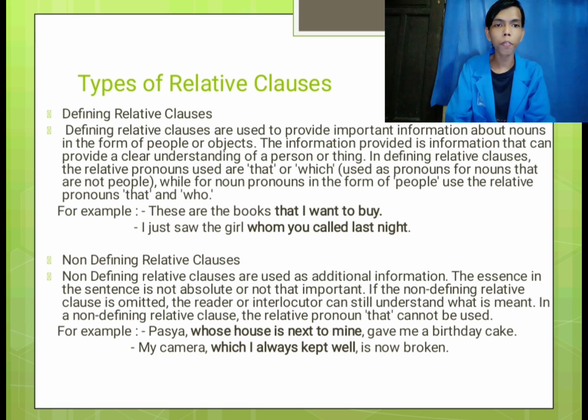If the non-defining relative clause is omitted, the reader or interlocutor can still understand what it means. In a non-defining relative clause, the relative pronoun that cannot be used. For example, the first is, Pasha, whose house is next to mine, gave me a birthday cake. The second is, my camera, which always keeps well, is now broken.